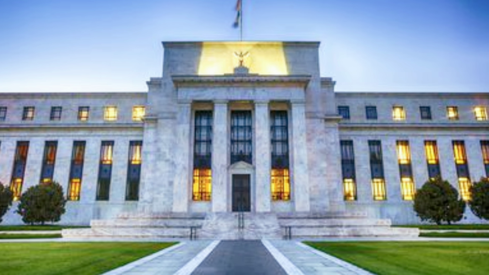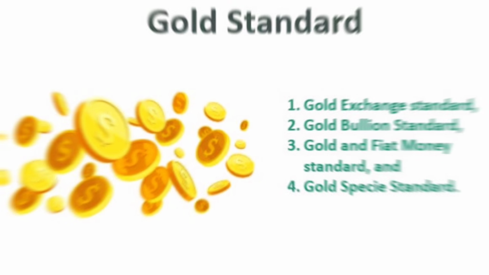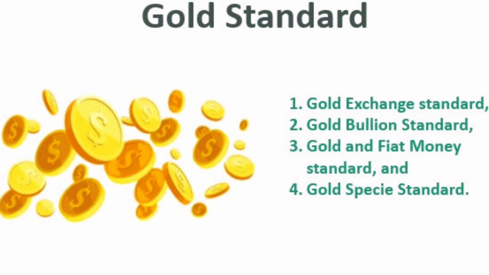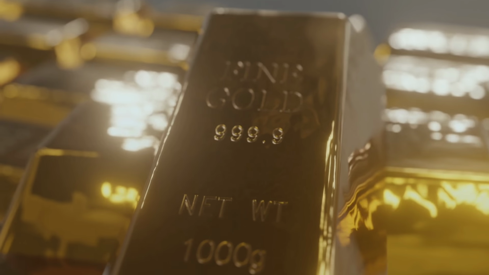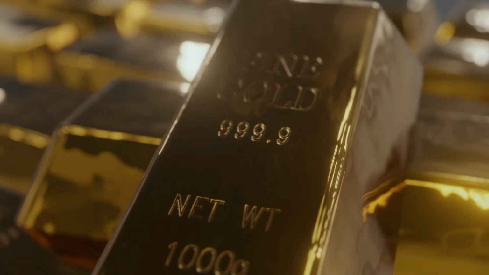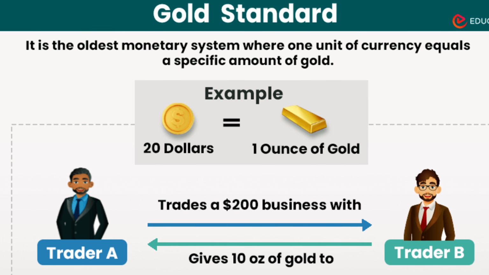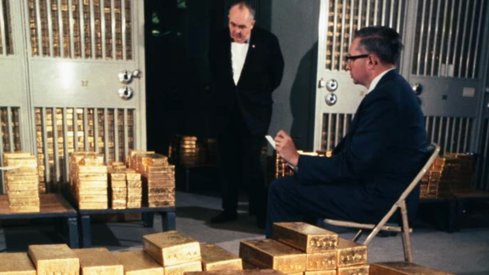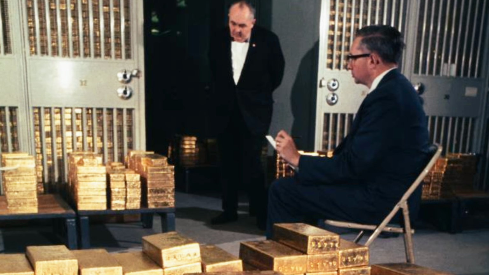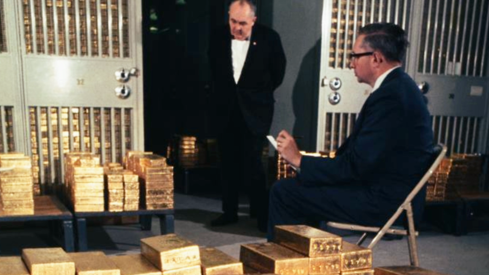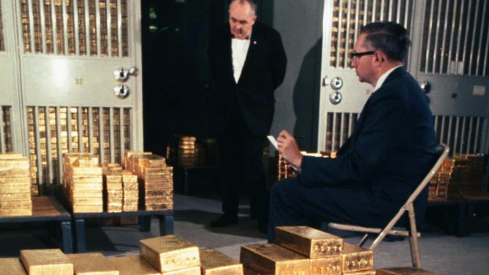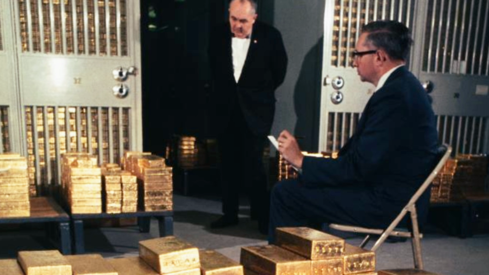Before the Federal Reserve provided the US with its currency, America was operating off the gold standard. The gold standard is a monetary system where the value of a country's currency is directly linked to a fixed quantity of gold. Under this system, a nation's currency is exchangeable for a set amount of gold, and the amount of money in circulation is theoretically limited by the country's gold reserves. This system aims to provide price stability and limit inflation by restricting the amount of currency that can be created.